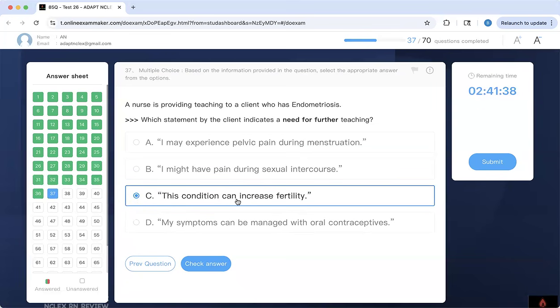Endometriosis does not cause an increase in fertility, it causes a decrease in fertility. You're going to have pelvic pain because of scarring. You're going to have pain with scarring, and therefore sexual intercourse is going to be painful. And then you can manage it with oral contraception because you control your menstruation.